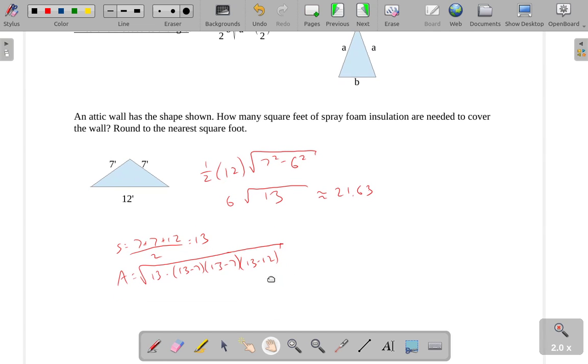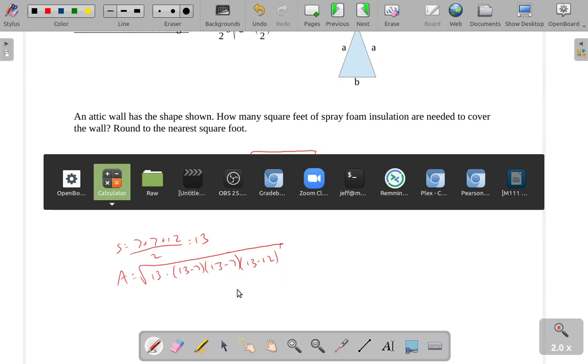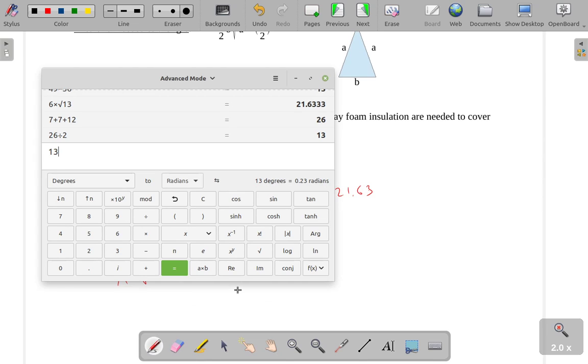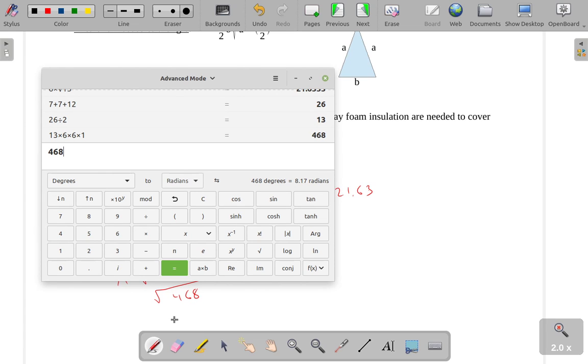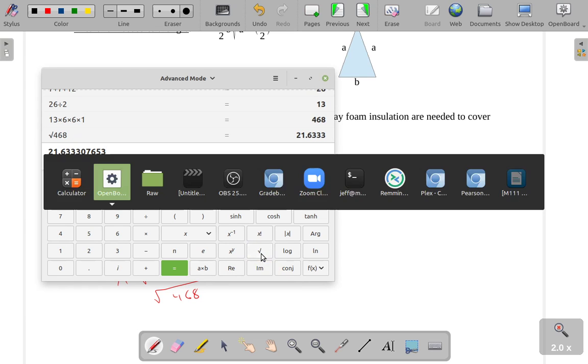So this is probably a better example of Heron's formula than the one I did in the previous video. 13 times 6 times 6 times 1 gives us 468. We're taking the square root of 468, which gives us 21.633.